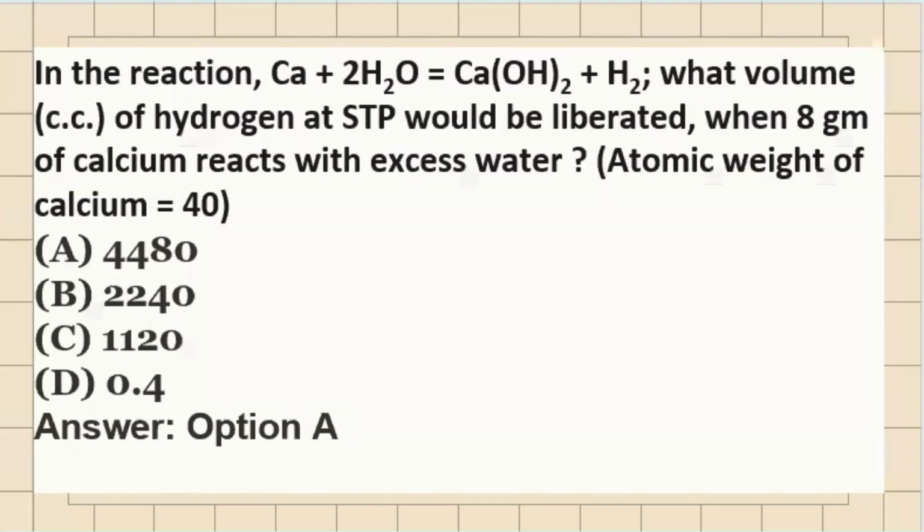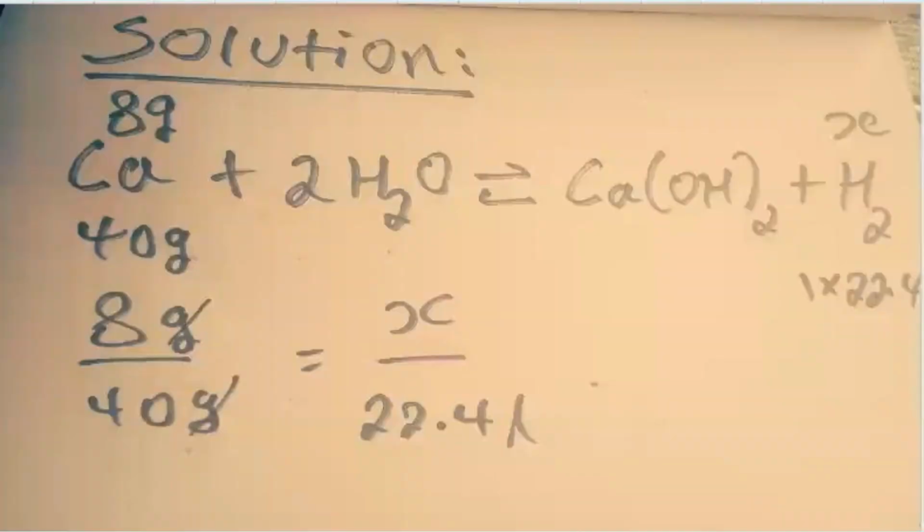In the reaction, calcium plus water gives calcium hydroxide plus hydrogen gas. What volume of hydrogen at standard temperature and pressure will be liberated when 8 grams of calcium reacts with excess water? The atomic mass of calcium is 40, the atomic mass of hydrogen is 1, and the atomic mass of oxygen is 16. Then calculate the volume of hydrogen. How can we find it? Okay, solution.